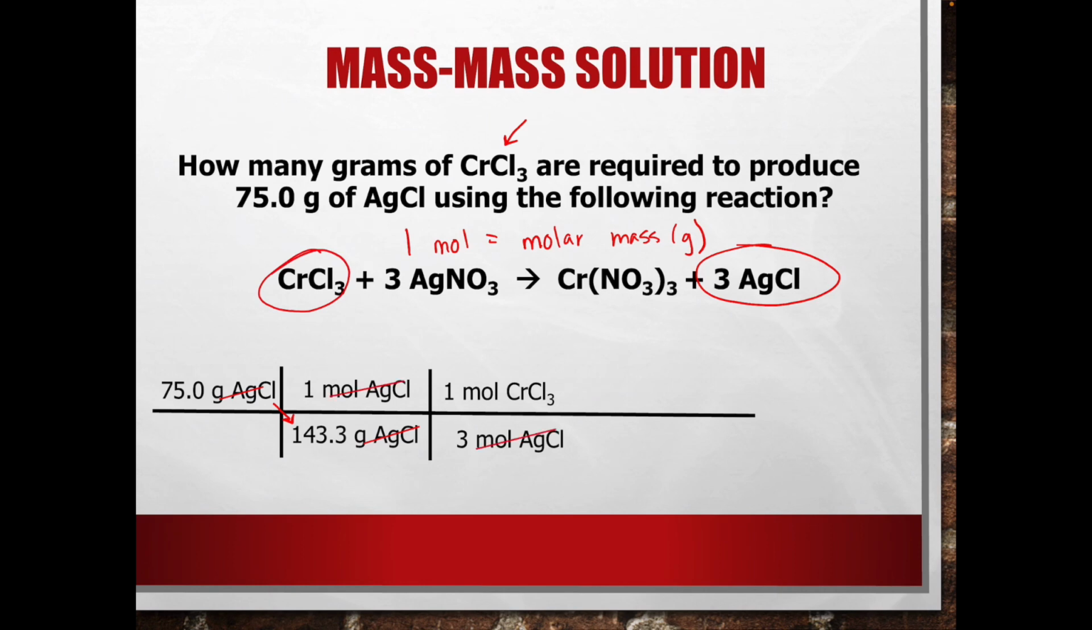We'll make sure our units cancel, and then we can convert our moles of chromic chloride into grams of chromic chloride. And again, we'll use 1 mole equals the molar mass to do that. Since moles of chromic chloride has to cancel moles of chromic chloride down and to the right, 1 mole will go on the bottom, and the molar mass in grams will go on the top. We'll make sure our units cancel, and then multiply all the numbers on the top, divide by all the numbers on the bottom, and we'll get our answer.